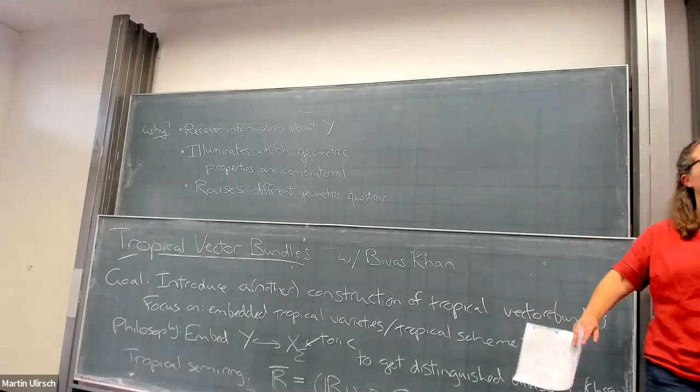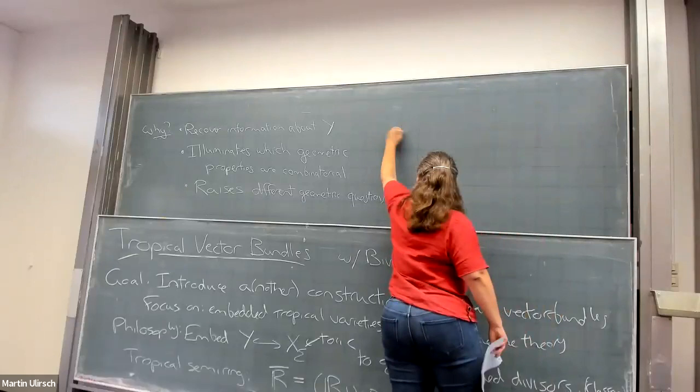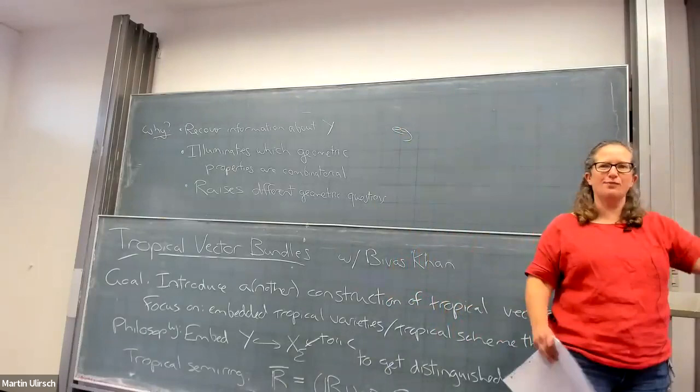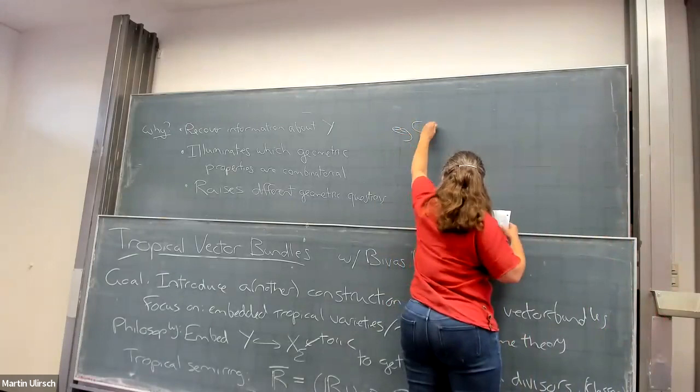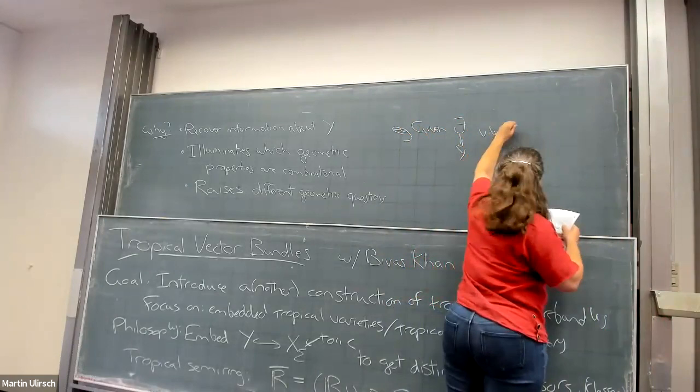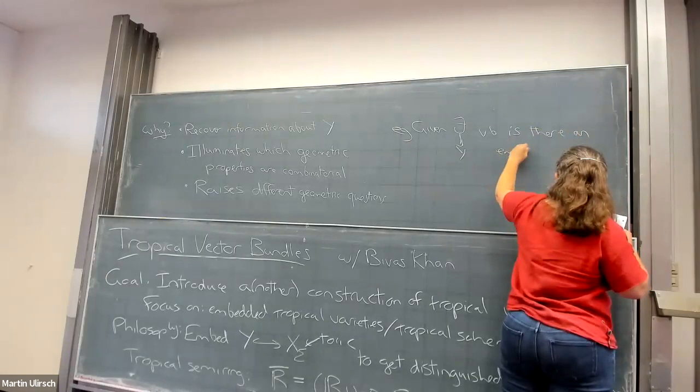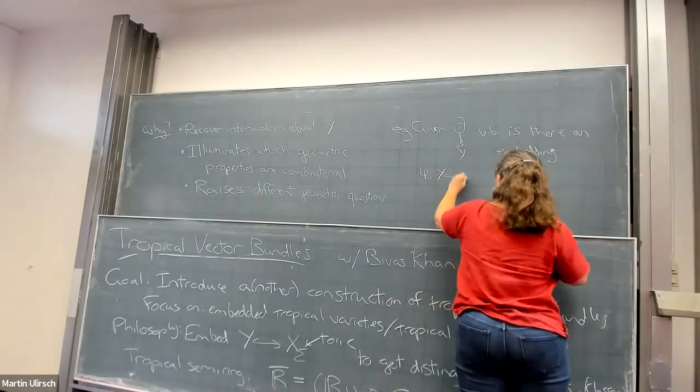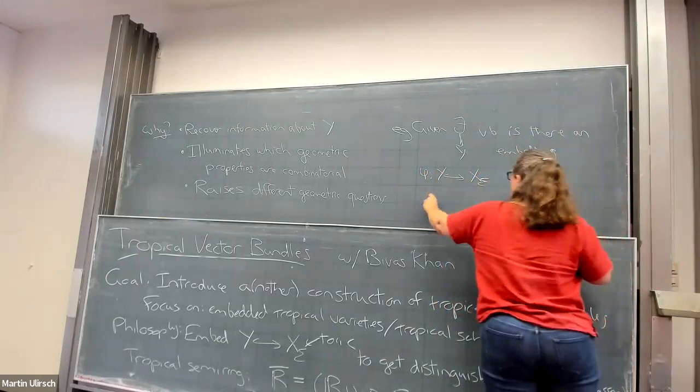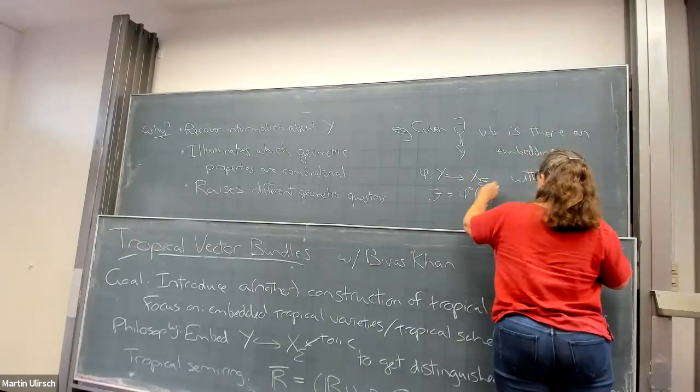As one example, here's a problem I'm going to come back to. Anyone who doesn't like tropical stuff, or is a tropical expert and wants something else to think about for the next 10 minutes: if I give you a vector bundle F on Y, the question is, is there an embedding phi from Y into some toric variety with F being phi star of some F tilde, with F tilde a toric vector bundle?